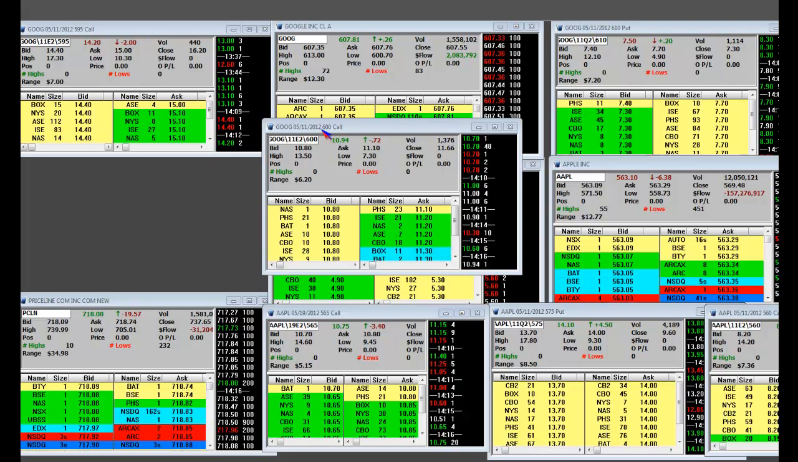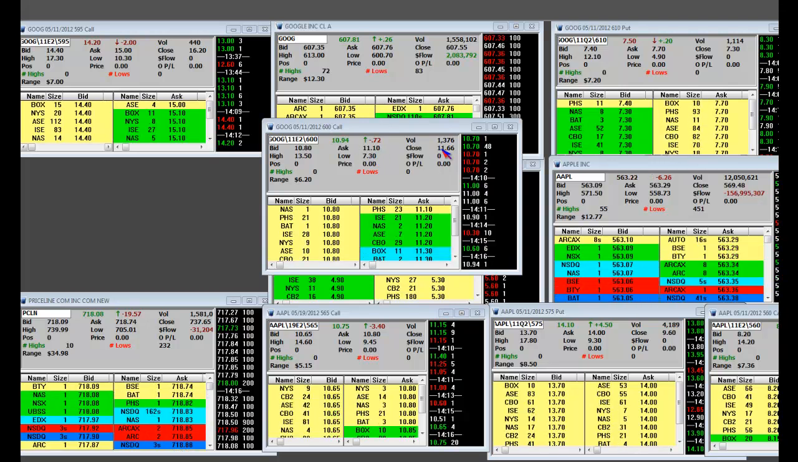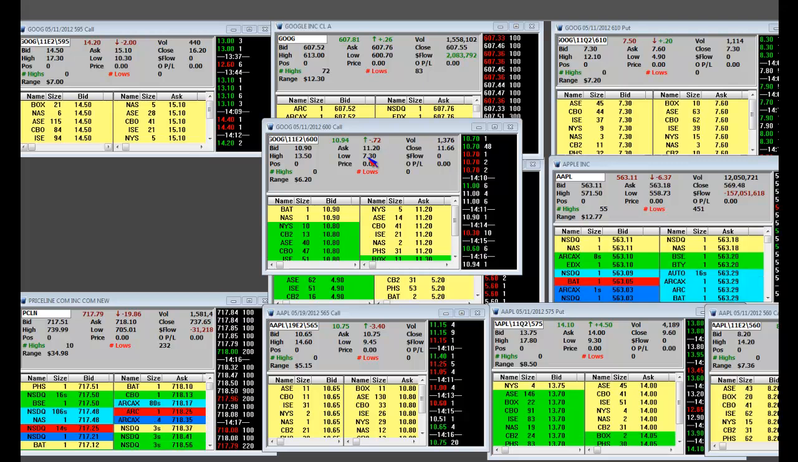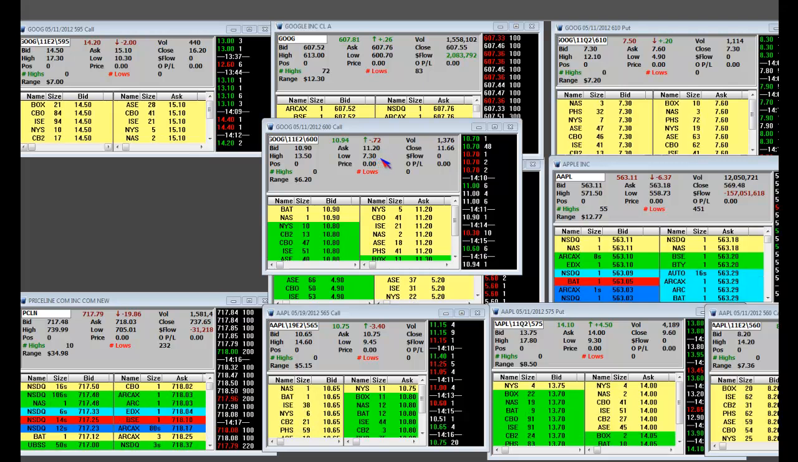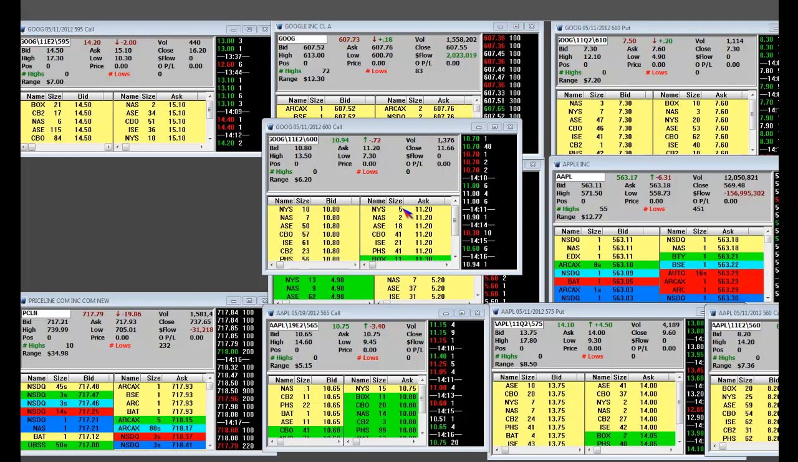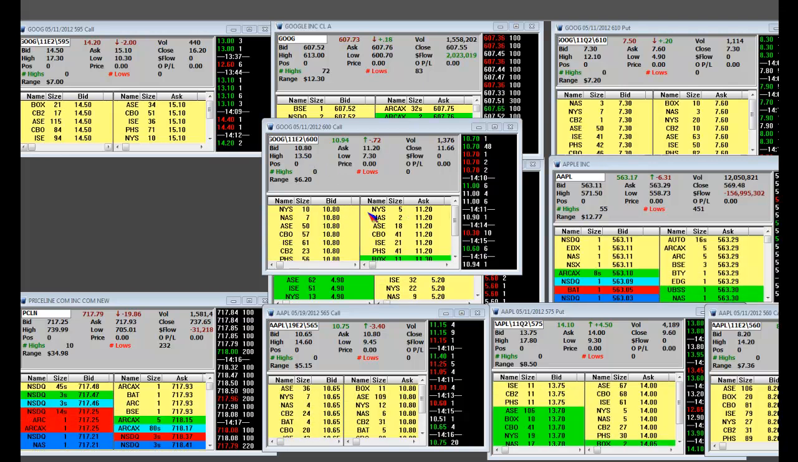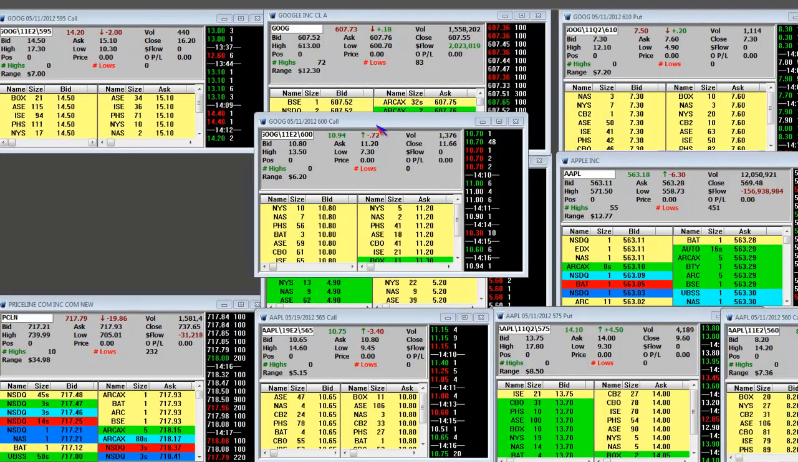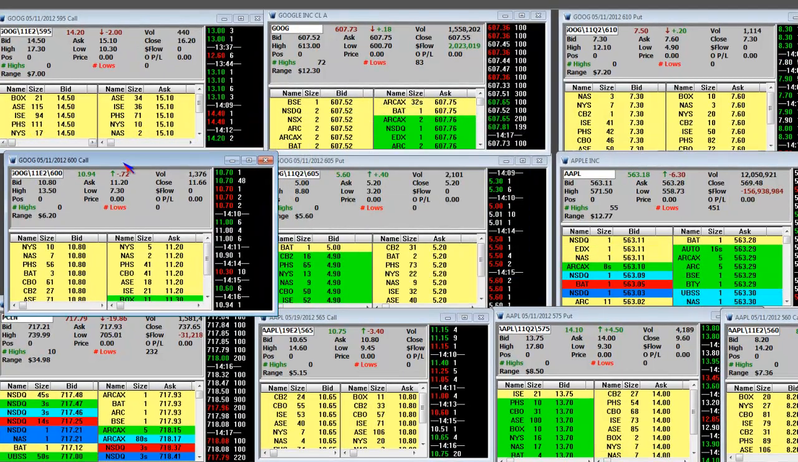Pulling up the recap 600 call down here, close at 1166. That drawdown to 730 with entries right around that 750, 770, 780 was the right thing to do. The high was 1350, now currently printing at 1080 by 1120. That's the update on that $600 call.